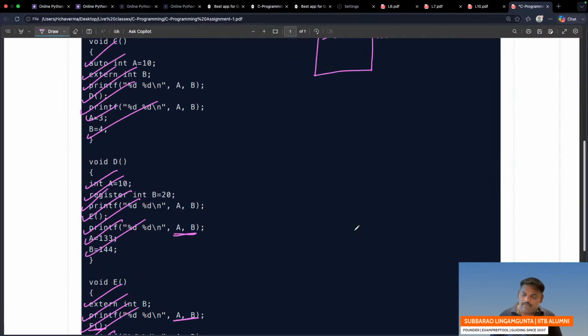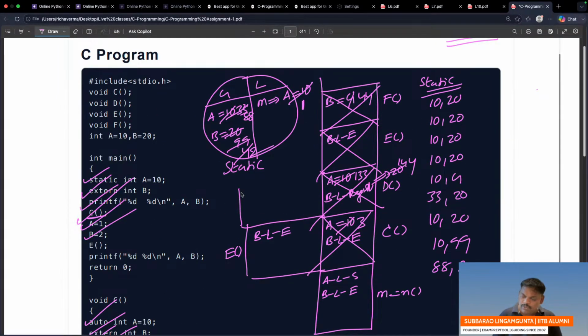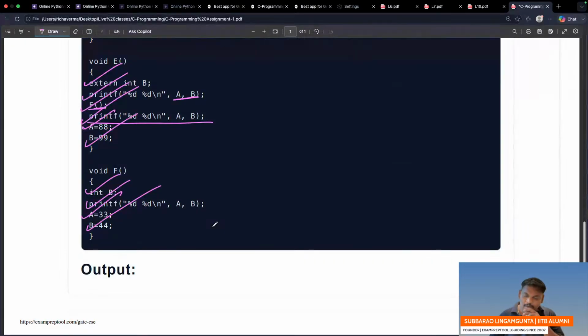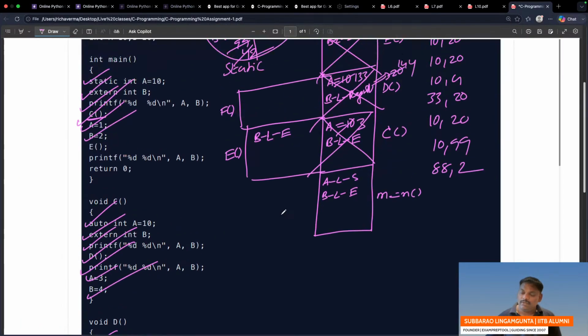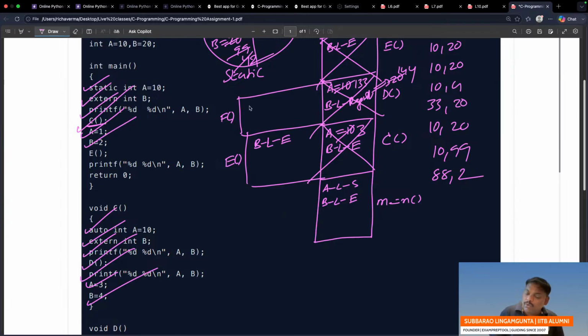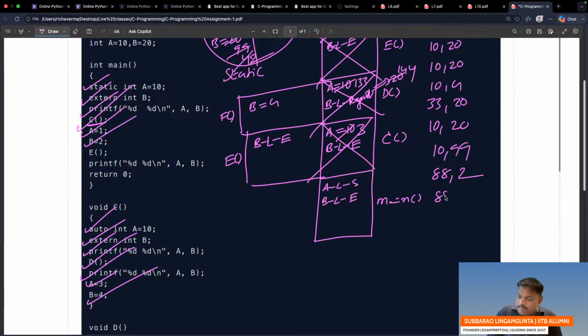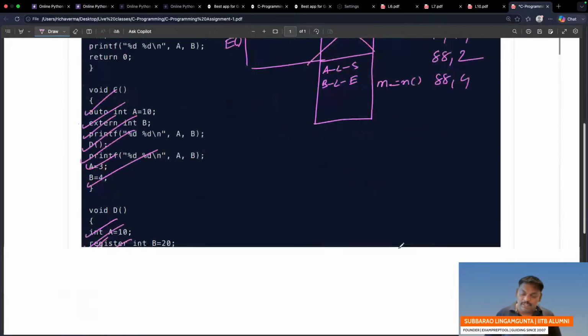After printing is over, F is called. Let's go to F also. In the F function, if you observe, there is int B local, and there is no A. So one is local, one is global. B is local but garbage. A is not there, so it is global, so A is going to be 88. 88 and garbage are printed.